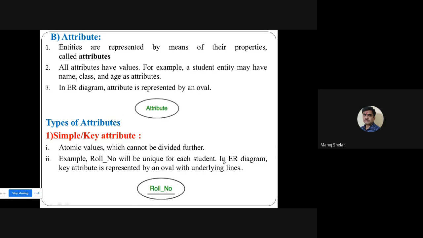In an ER diagram, a key attribute is represented by an oval with an underline. So here, suppose in the ER diagram, roll number is in an oval or ellipse, underlined. Roll number is a key attribute, or suppose a primary key, so it is represented with an underline. So roll number is a simple attribute or key attribute, and the underline means it is the primary key or key attribute of this particular relation. Suppose student is one relation, roll number is the key attribute, so it is underlined. Simple.